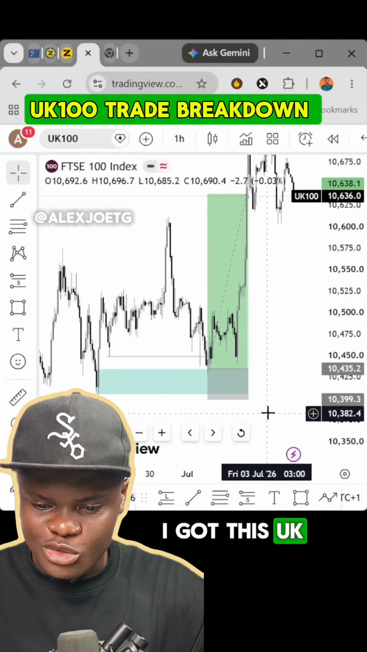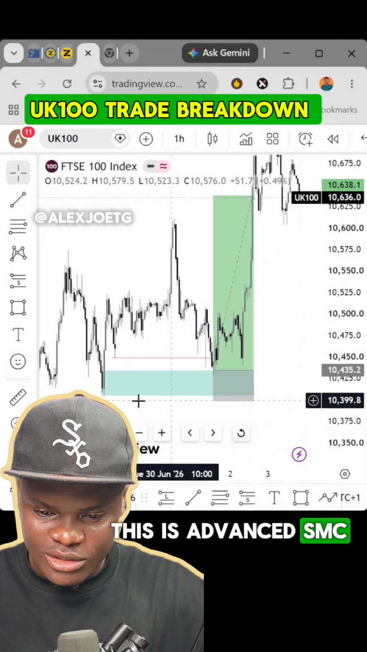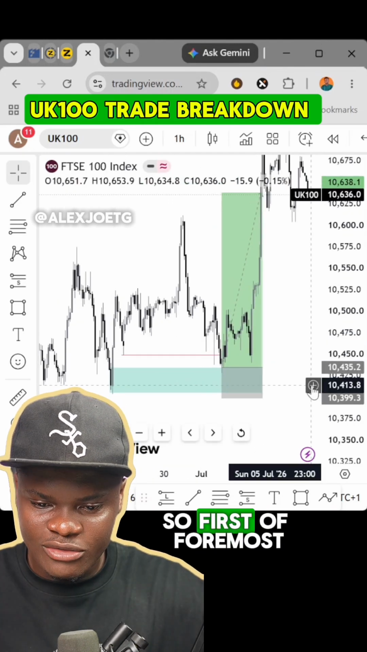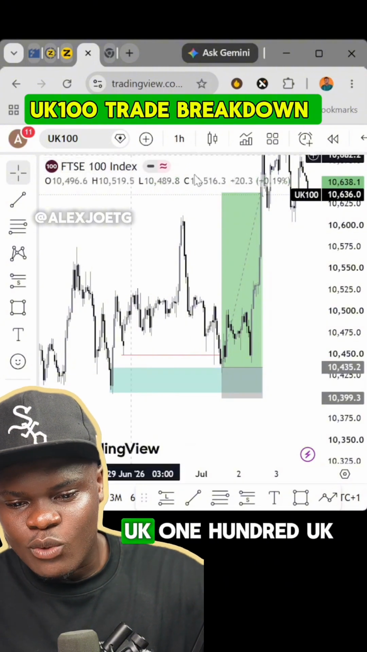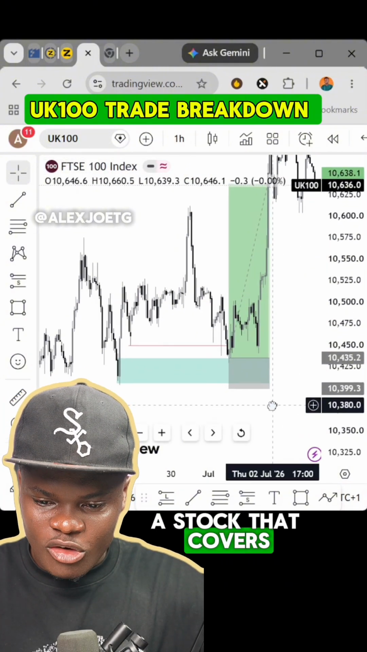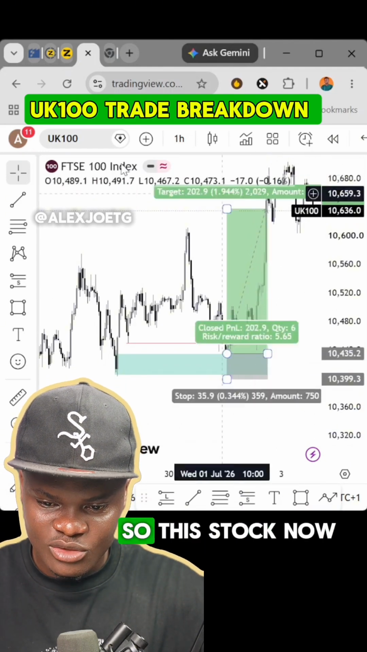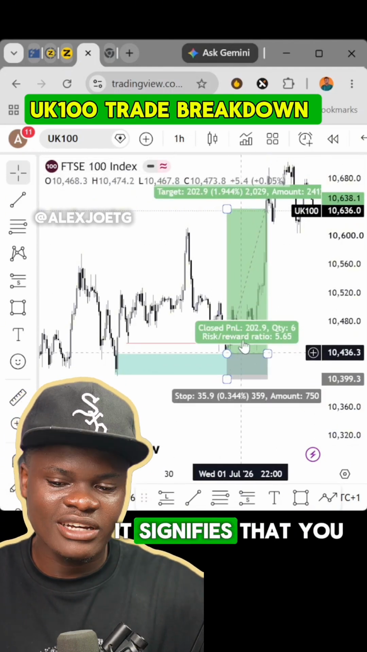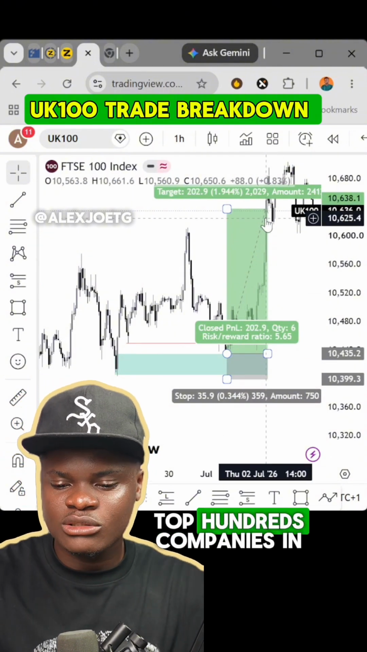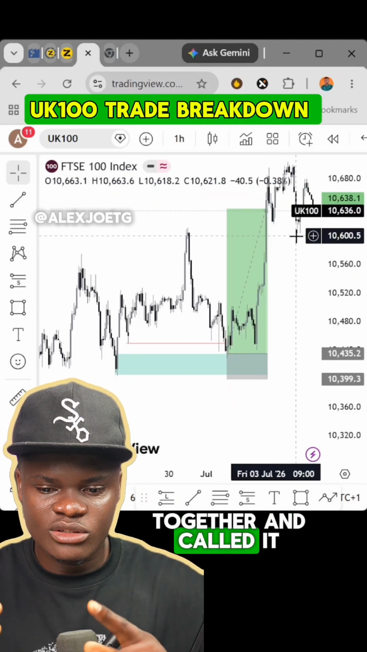Let's break down how I got this UK100 trade using advanced SMC, which is basically structure, liquidity, and points of interest. So first and foremost, what pair is this? UK100 is simply a stock index that covers the list of top 100 companies in the UK. If you buy it, it signifies that you have a share in all those top 100 companies in the UK. So they gathered everything together and called it UK100.